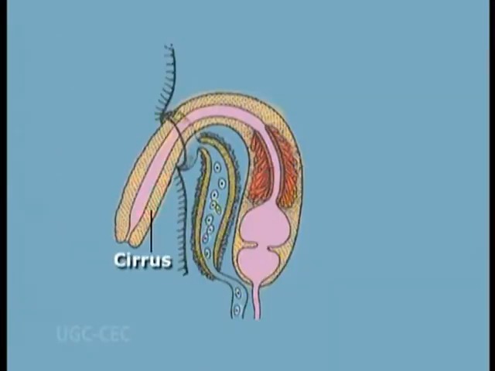The cirrus is a muscular and cylindrical structure you can see in the figure, and it looks just like which I am describing.